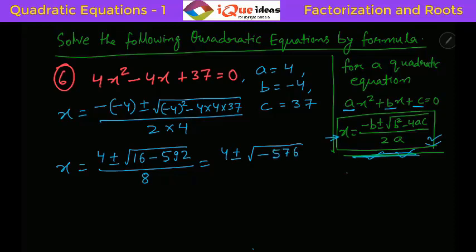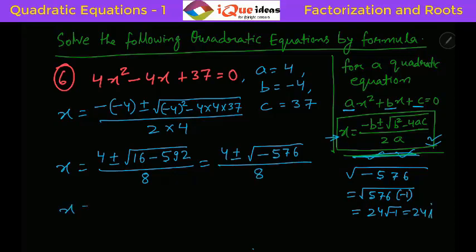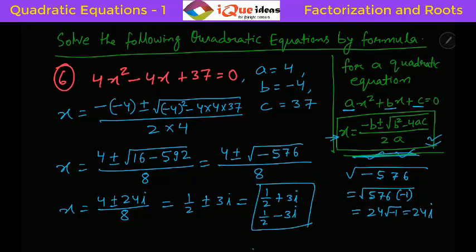Fantastic. Now 576 is 24 square. So once again, minus 576 can be taken as square root of 576 into minus 1. Square root of 576 is 24. Then root of minus 1 is taken as i. So it is 24i. So we say that x is equal to 4 plus minus 24i divided by 8. If we divide by 8, 4 by 8 will be 1 by 2 plus minus 24 by 8 is 3i. Fantastic. So the roots are 1 by 2 plus 3i or 1 by 2 minus 3i. Very clearly, again the roots are imaginary and hence they are conjugate pairs. Alright. So I think this is sufficient practice for quadratic equation solving with the help of formulae.